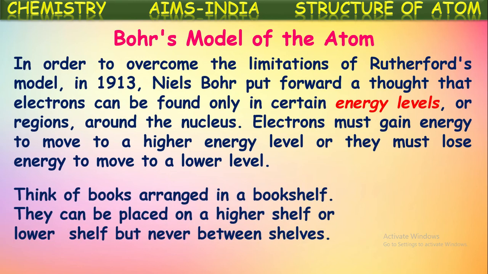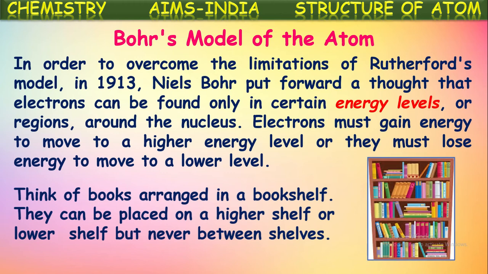Let us take an example. Think of books arranged in a bookshelf. See here, books are arranged in the bookshelf. They can be placed on a higher shelf or a lower shelf, but never between the shelves, isn't it? In a similar way, electrons also will be arranged either in the higher energy levels or in the lower energy levels, but no electrons exist in between the shells. Okay, that was explained by Niels Bohr.